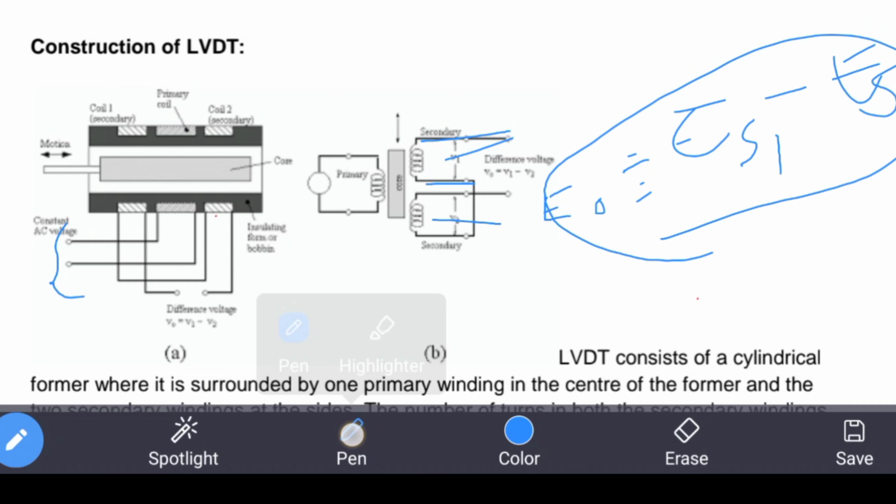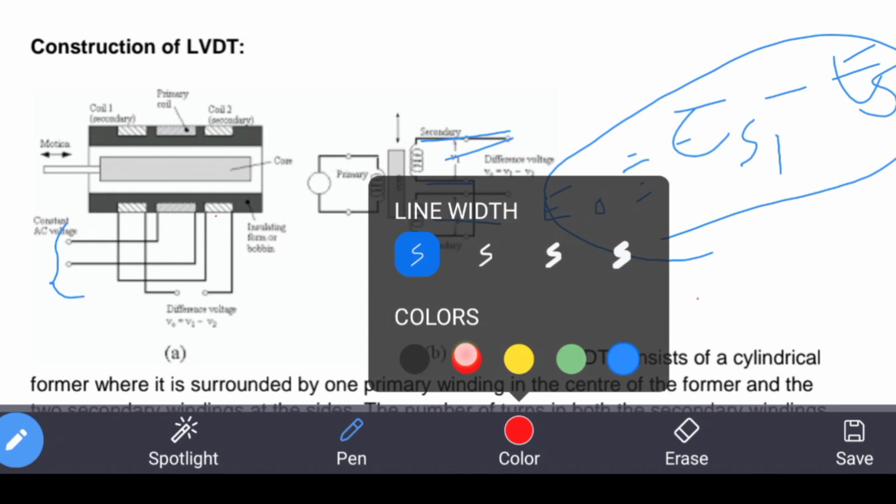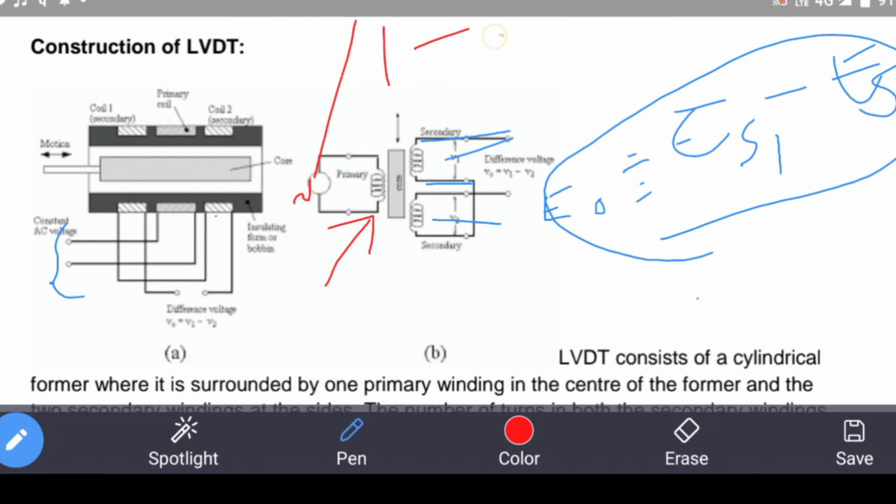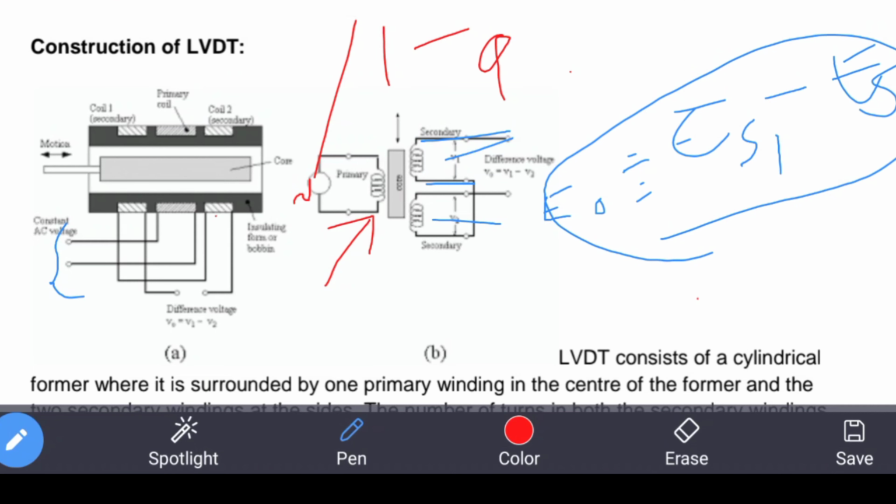Now, the diagram I already explained to you. It consists of a primary winding, a primary coil that is connected to a single phase AC source. Two secondary windings are connected in opposition. Output voltage is ES1 minus ES2, and an arm is moving.